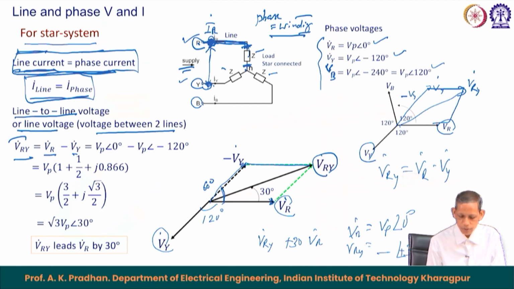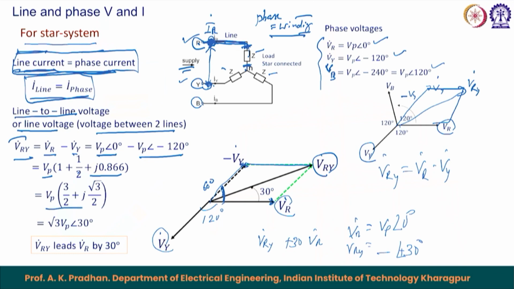Now, what is the magnitude perspective? Because this is about V R and V Y and the angle between them is 60 degree. So, the phasor addition here is straightforward. If we substitute V P 0 degree and V P minus 120 degree, then we get V P times 1 plus half plus j 0.866, the phasor addition of these two, that leads to V P times 3 by 2 plus j root 3 by 2, and that gives you root 3 V P with an angle of 30 degree. So, the corresponding magnitude comes out to be root 3 V P.